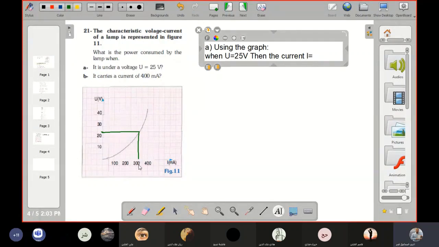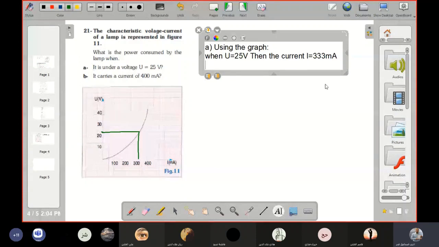So here is the current, as you see on the horizontal axis. It's the axis of current in milliampere, which is here about 333 milliampere. Okay, Ryan? Yes. Here it is about 333. So how do we continue to find the power? We have I equal 333 milliampere. The first thing, what do we do?